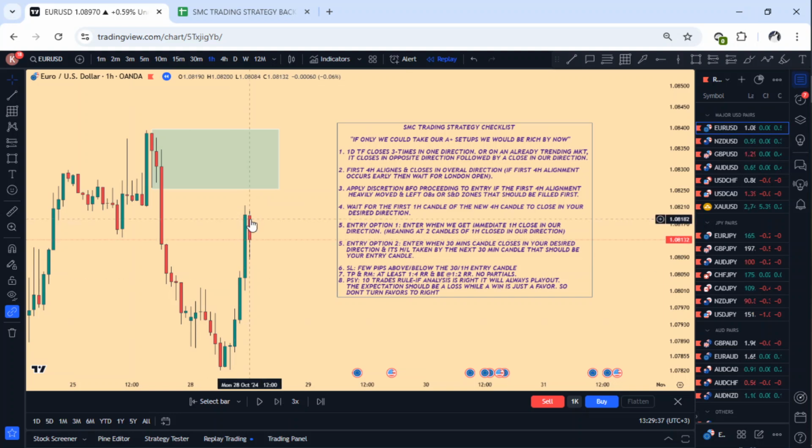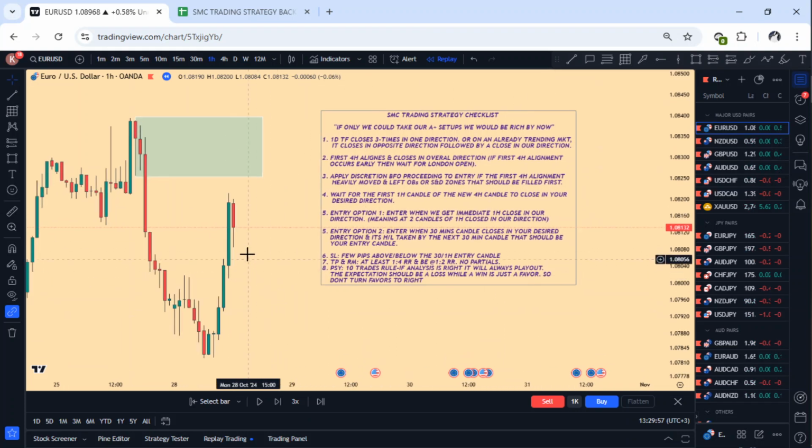Now we get the first close. So if we get the first close, we go to entry option 1, which is my preferred. Enter when we get immediate 1 hour close in our direction, meaning at least 2 candles of 1 hour close in our direction. The first one is already closed, so if we get another one close here, we look for entry.